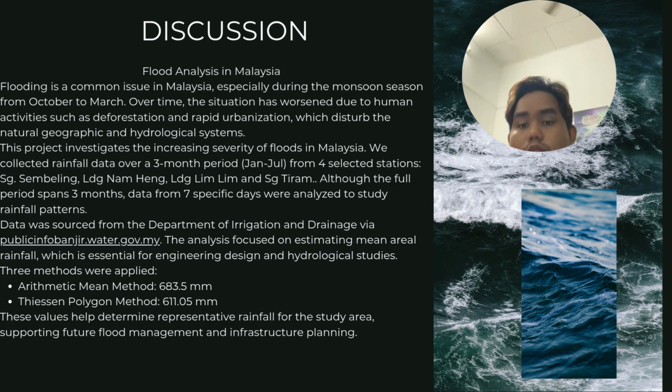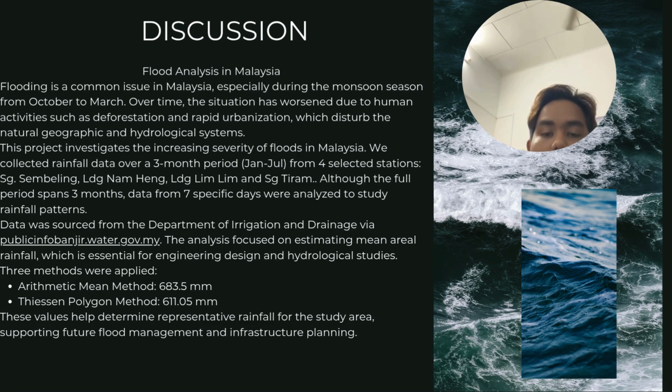Okay, my name is Muhammad Fizli Mazaruddin. I'm going to present the discussion part. Based on the discussion part, which is the flood analysis, based on our rainfall stations, which are Sungai Sembeling, Ladang Menanghel, Ladang Limling, and Sungai Tiram, we did the analysis from January to July. We decided to pick March, from the 13th until the 21st, which is 7 days. Then the full study period spans 3 months. We studied the rainfall pattern at Johor, where we chose the Kota Tinggi district.